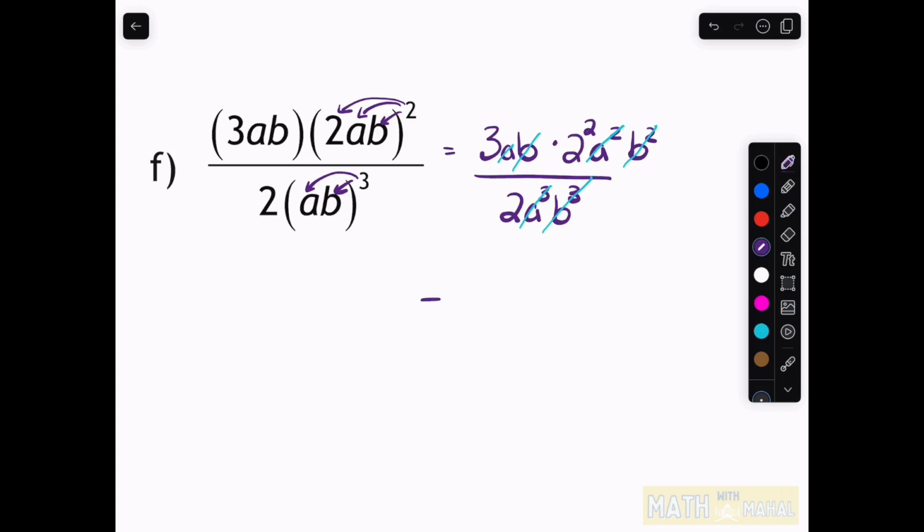Now let's just look at the numbers that we have left. We have 3 times 2 to the power of 2, which I'm now going to change to say 4, over 2. Well, 3 times 4 is 12 over 2. This just simplifies to 12 divided by 2, which is 6.